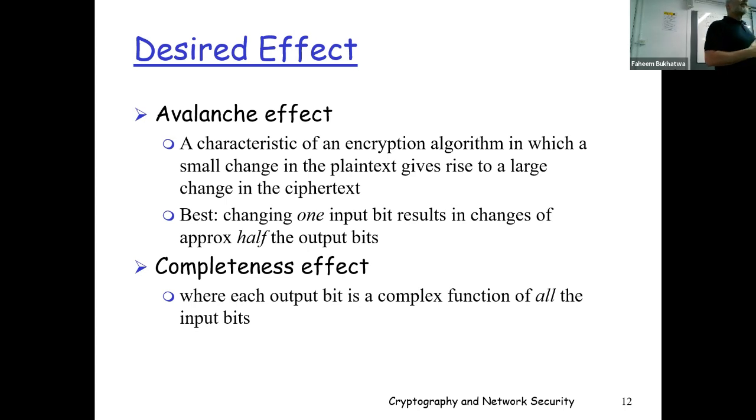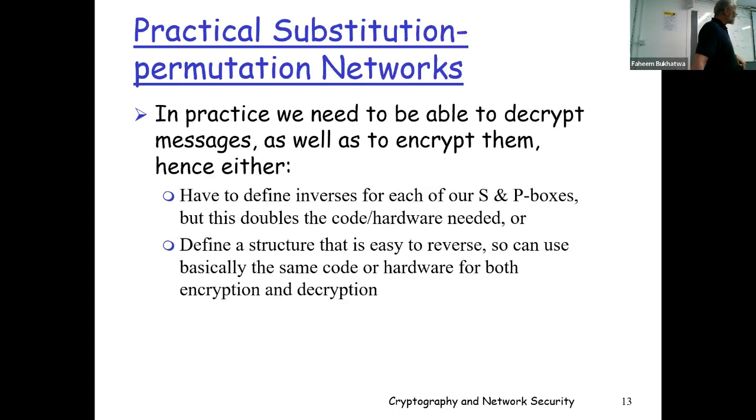If you come up with a new system where the first 2 bytes don't matter, whether you change them or not the outcome is still the same, that means the completeness effect is not there. So these 4 properties are important. You need to know them, and that's one way of evaluating whether they are good encryption systems or not: whether they have the diffusion, the confusion, the avalanche effect, and the completeness effect.